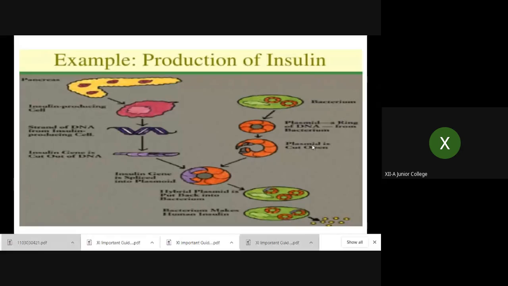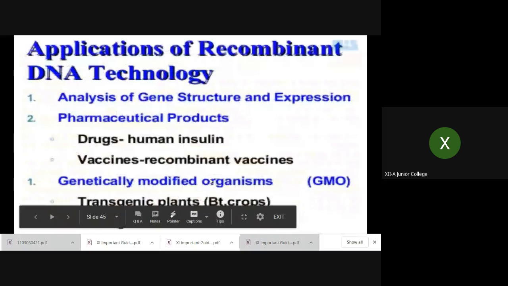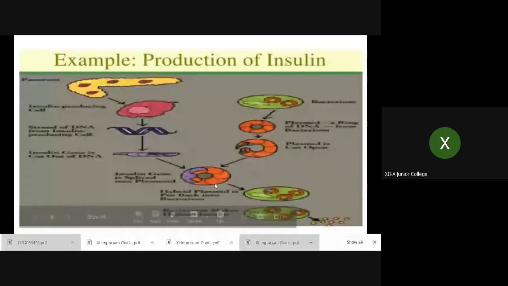And this plasmid is cut open, and the gene of interest, that means the gene responsible for the production of insulin, is introduced in the plasmid. Now this is called rDNA. rDNA means recombinant DNA. So this is a recombinant vector, a hybrid plasmid. Now what is done? This hybrid plasmid is put back into the bacterium.